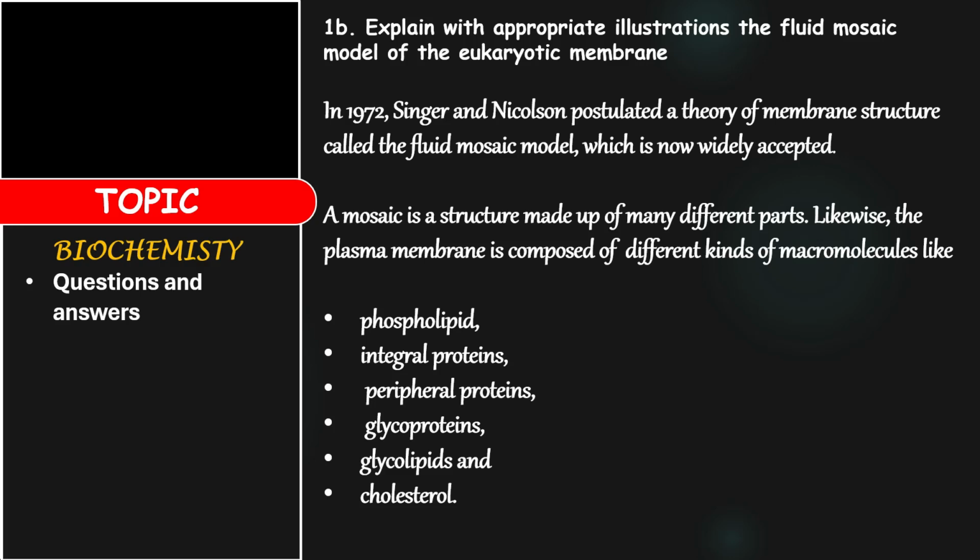Now, the next question you have here says, explain with appropriate illustrations the fluid mosaic model of the eukaryotic membrane. Now, in 1972, two men, Singer and Nicholson, postulated a theory of membrane structure called the fluid mosaic model, which is now widely accepted.